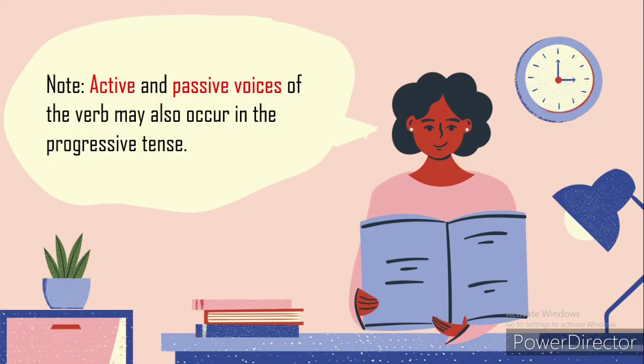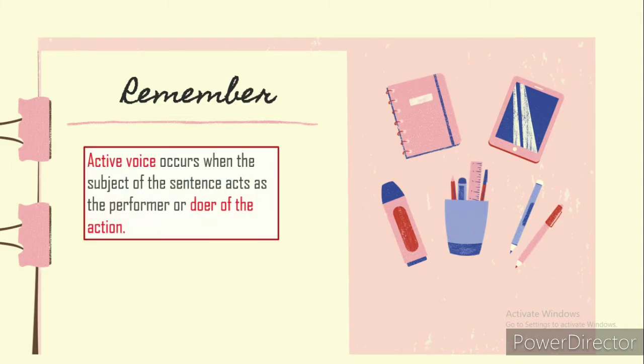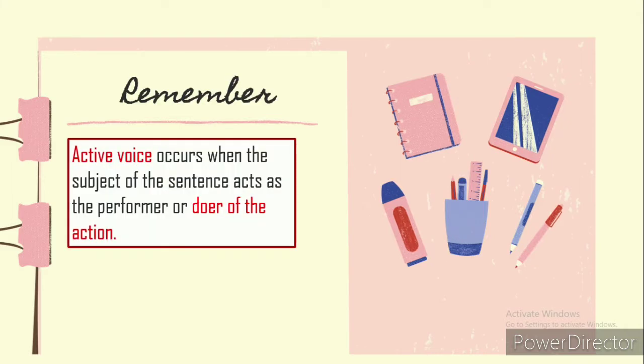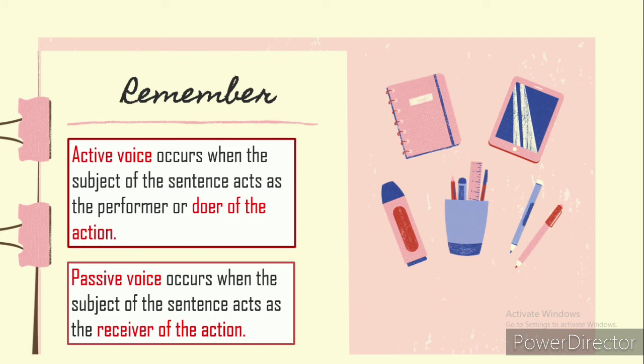Note, active and passive voices of the verb may also occur in the progressive tense. Remember, active voice occurs when the subject of the sentence acts as the performer or doer of the action. And passive voice occurs when the subject of the sentence acts as the receiver of the action. So always look at the subject in a sentence. Is it the doer of the action or the receiver of the action? You decide.